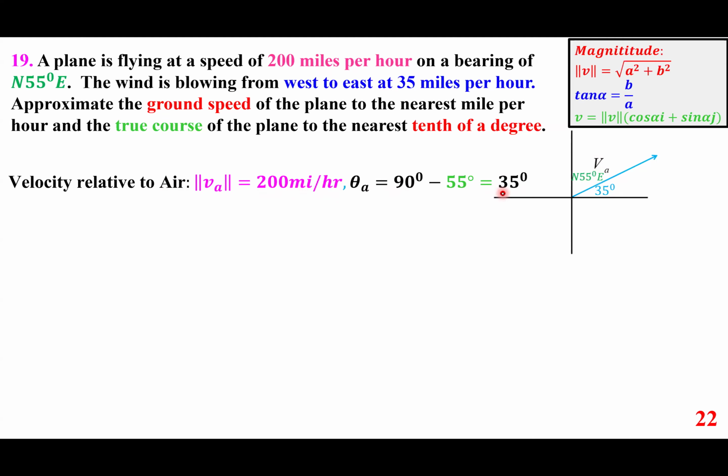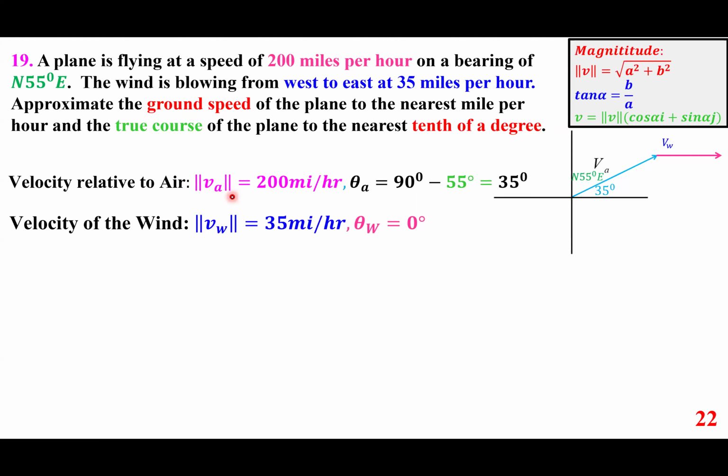What about the wind? The wind is blowing from west to east, which makes the magnitude 35 miles per hour. And the angle, because it's parallel to the x-axis, this is parallel, therefore the angle is 0. So velocity of the wind is the magnitude is 35 miles per hour, and the angle is 0 degrees because it's going from west to east, right? Parallel. So we wrote what's given.